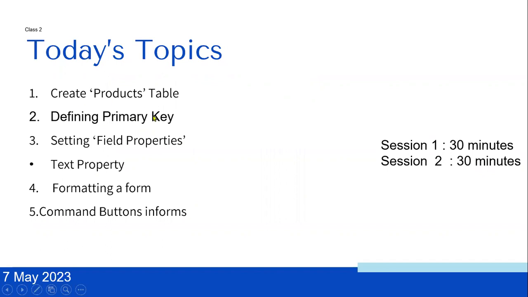Last time, I think I told you in Microsoft Access, you have tables, forms, queries, and reports. These are the major building blocks. We'll come again and show you on the screen. We'll create a table called products, and we'll define a primary key. We'll explain again what the primary key means. And there are field properties. We'll set field properties. And then there are forms. We'll show how we format a form. And there are command buttons in the form. So we'll see how they can be used.